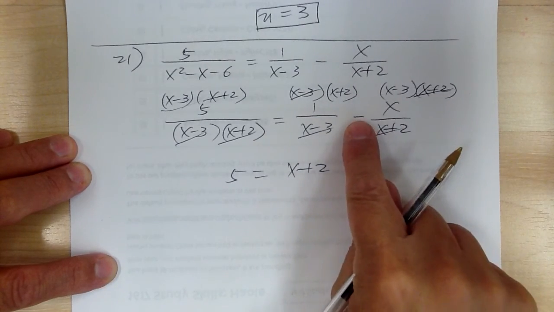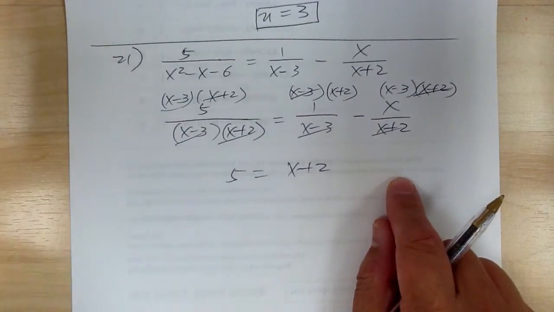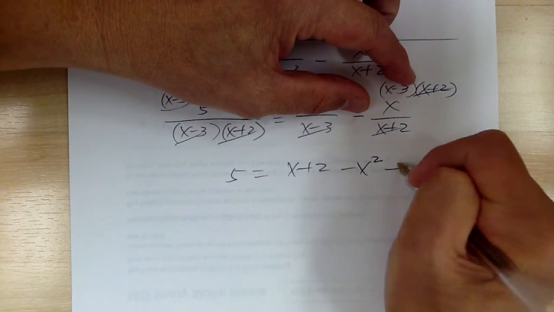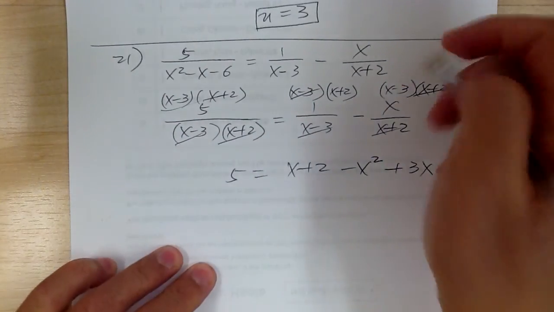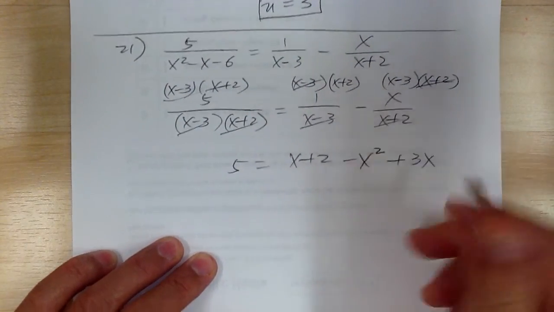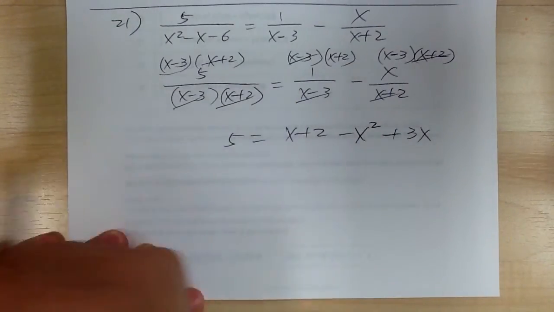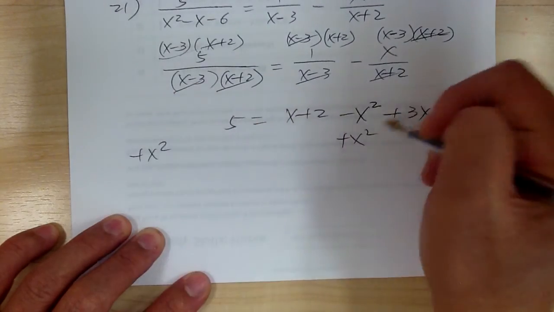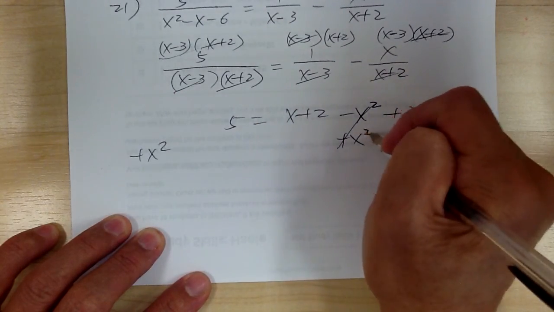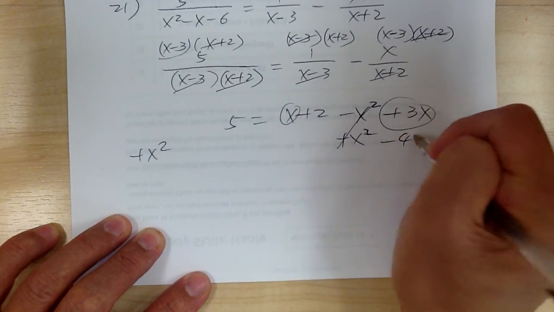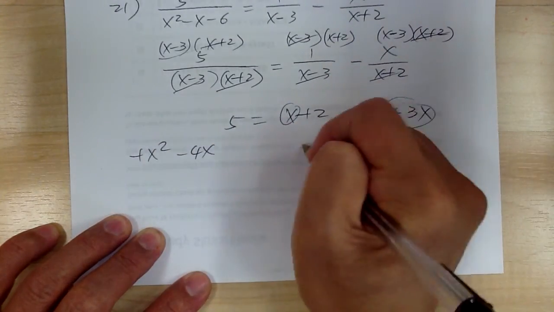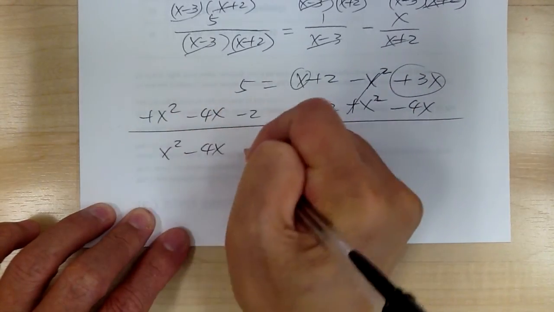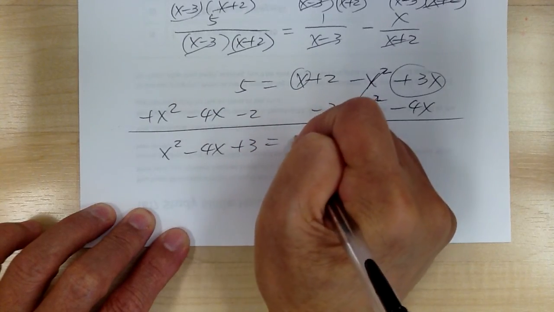Now you have to be careful. This is negative x times (x minus 3). So when you multiply this, it gives you minus x squared. When you multiply this, it gives you plus 3x. So you have to pay close attention to positive, negative. Now the negative is on this side, so I'm going to move everything to the left-hand side. So plus x squared, so plus x squared. So this will cancel out. And I'm going to plus this one and this one, so I'm going to minus 4x. And I need to minus 2. So I end up with x squared minus 4x plus 3 equal to 0.